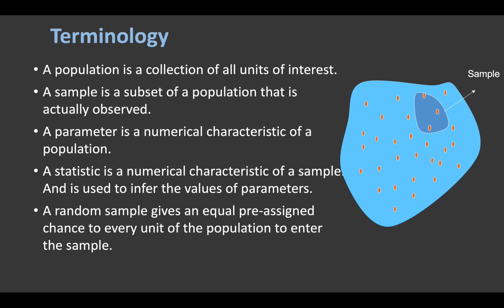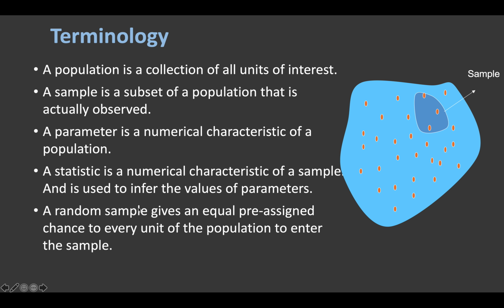So if we talk about in this figure, the mean of all the population, that's a parameter, right? If we talk about the mean of the 3 people or 3 orange dots inside of this sample, that's a statistic, right? So we use the mean of the sample, which is a statistic, to infer the mean of the population, which is a parameter. Right? That's what we're trying to do.